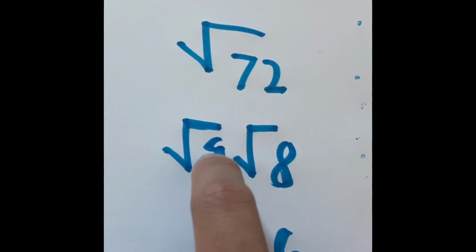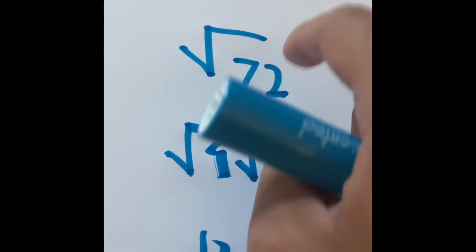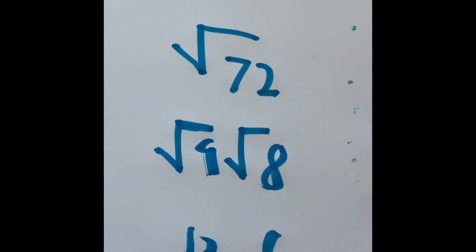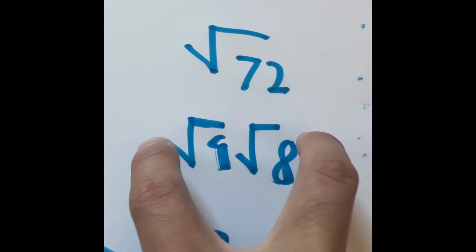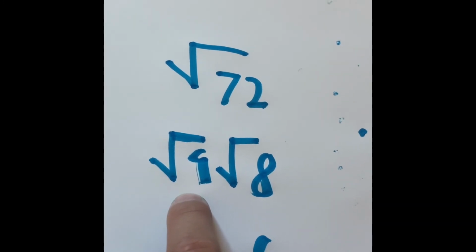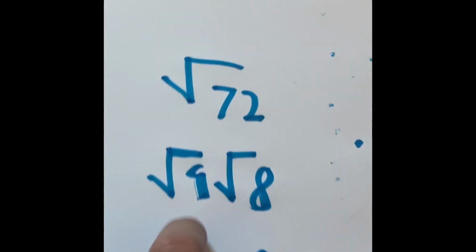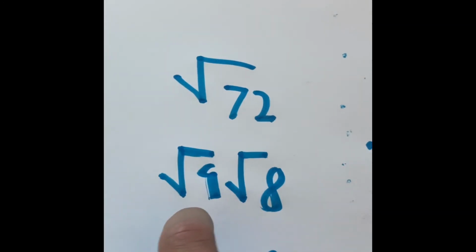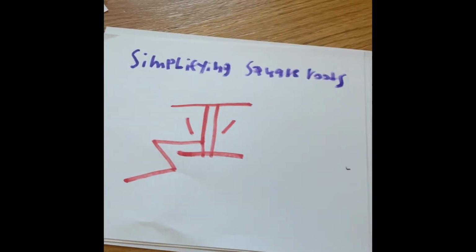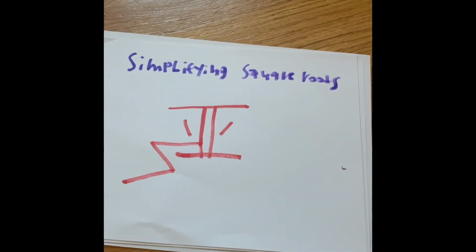So, when it comes to an irrational square root, or one you can't easily simplify, try to come up with numbers that go into it and have a square root, using the greatest factor, the biggest number possible. And that is how we can simplify square roots.